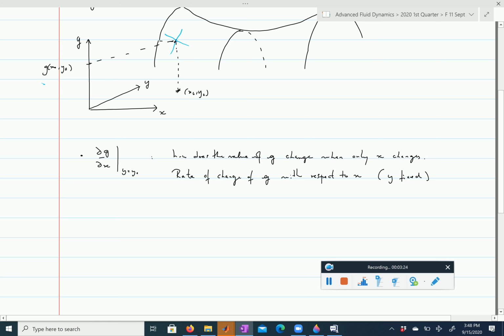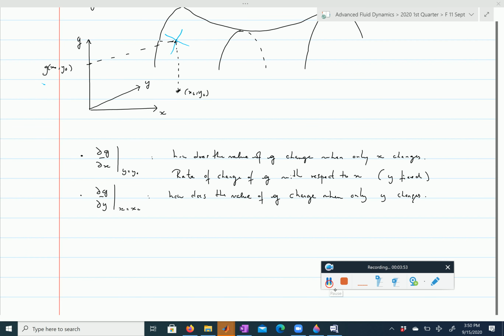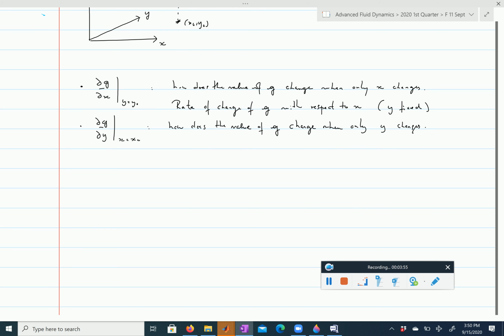Okay, likewise we can define the partial of g with respect to y. This time it's x which is held fixed at x naught, and this describes how the value of g changes when we only change y. So when only y changes. Right? So this is the rate of change of g with respect to y. So if you wanted to know how g varies, you see that it's not enough to have one number, to have one derivative. You need two.